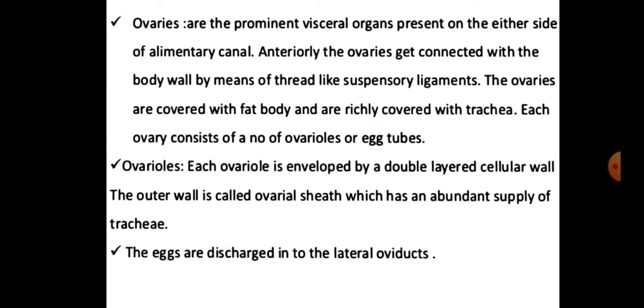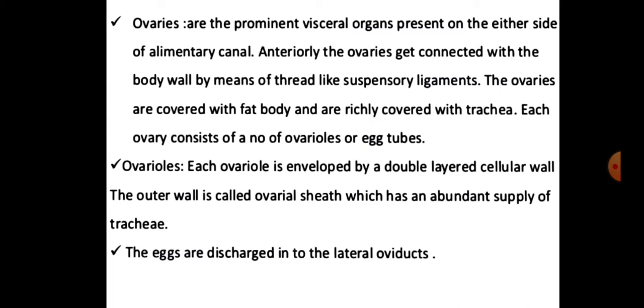Ovaries. Ovaries are the prominent visceral organs present on either side of the alimentary canal. Anteriorly, the ovaries get connected with the body wall by means of thread-like suspensory ligaments. The ovaries are covered with fat body and are richly covered with trachea. Each ovary consists of a number of ovarioles or egg tubes.